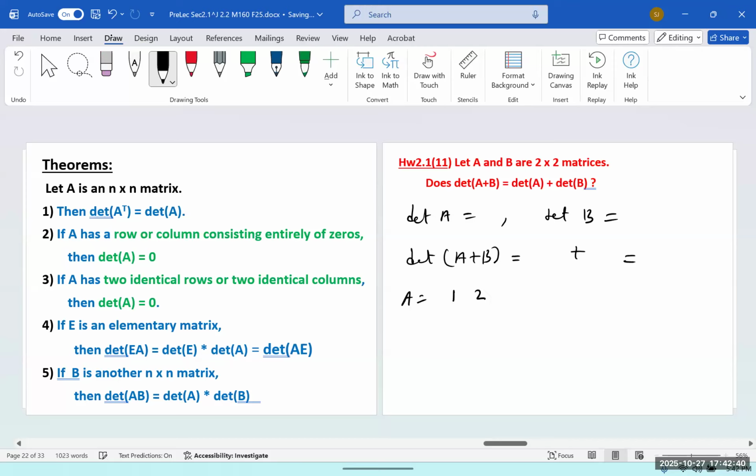Okay, 1, 2, 3, 4. Let's do easy ones. And let's say B. Any idea for B? Let's pick a random thing, anything. -1, 0, 2, -3.